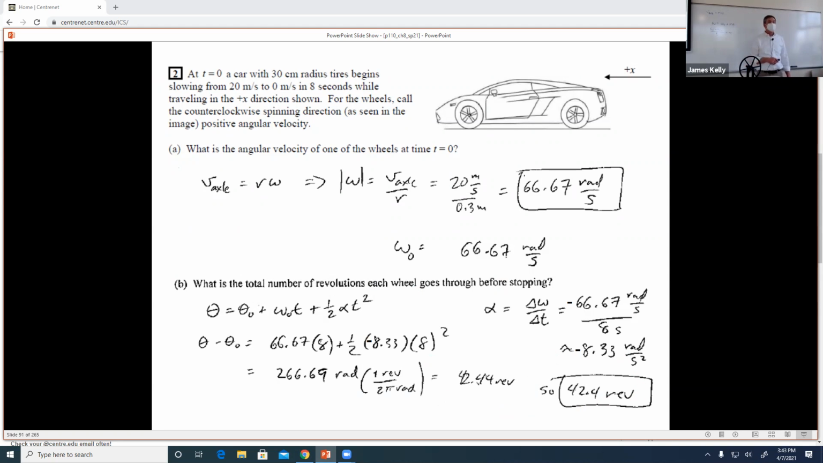Questions on that? All right. Please stop me if something doesn't make sense. This is supposed to be the kind of straightforward part.